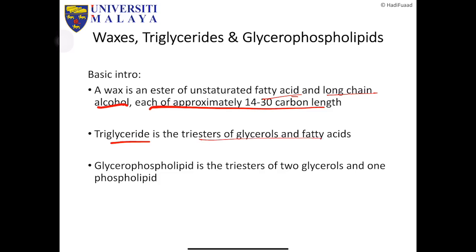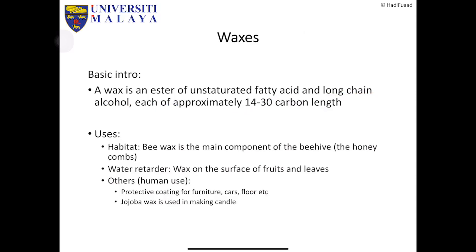Triglycerides is a triester of glycerol and fatty acids, while glycerophospholipids is the triester of two fatty acids, glycerol and one phosphate group. Okay, we'll look at the structure in more detail. So waxes, what are the uses? It's a habitat for bees, for example. It's the main component in a beehive. Remember the honeycomb structure, where you can find baby bees in there.